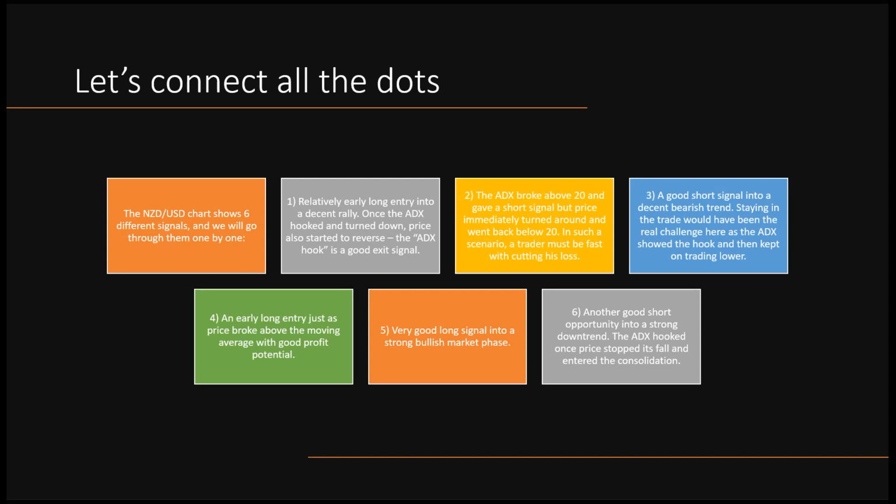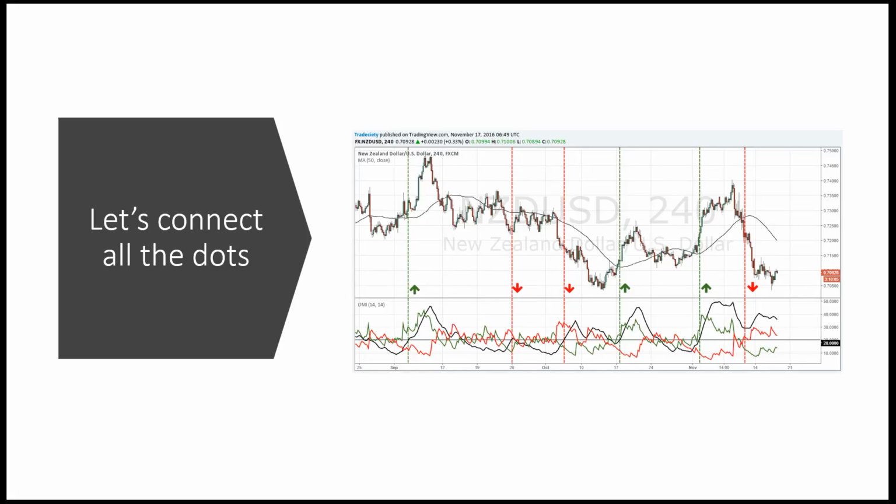Once the ADX hooked and turned down, price also started to reverse. The ADX hook is a good exit signal. Okay, so you can see this is the first place we entered, and we would enter a long position. When the ADX hooked here, that was a warning that we might want to get out of the market.